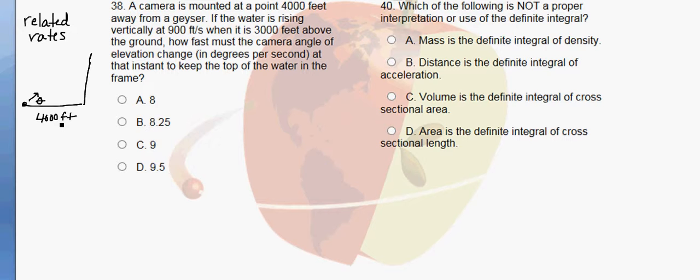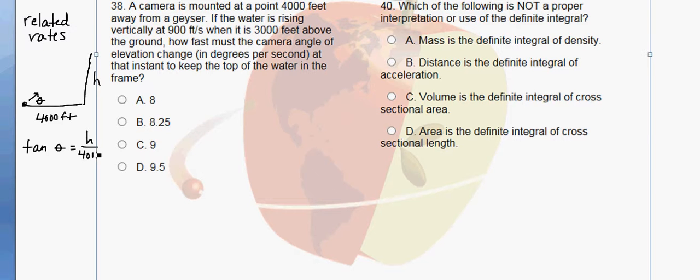That's a fixed amount, not variable. This side is variable. This is something that's changing. So our two variables are the angle and the height. If I write an equation relating my variables, we see that tangent is going to be the right one. Tangent of theta is h over 4,000. So for related rates, that's a 4,000.